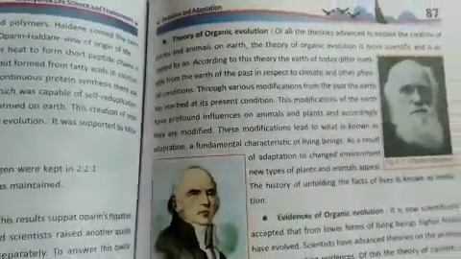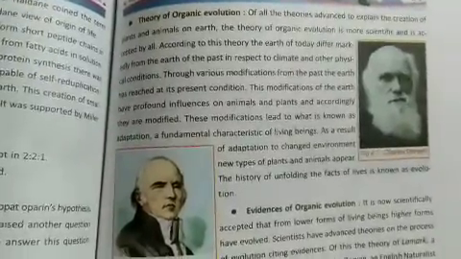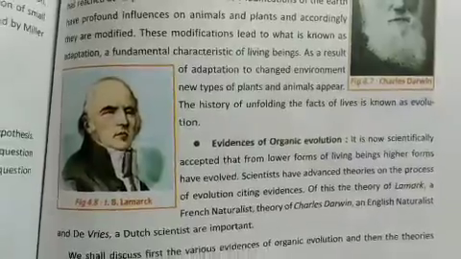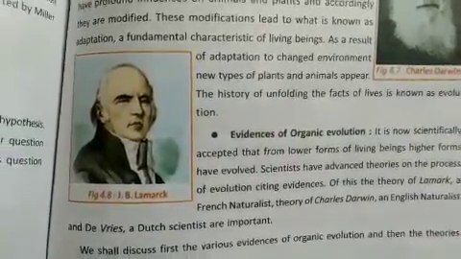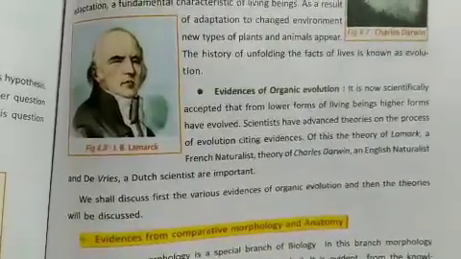Next, theory of organic evolution. There are many theories in support of organic evolution. Scientists Charles Darwin, Lamarck, and De Vries proposed so many models. In the next class, we will see the models.